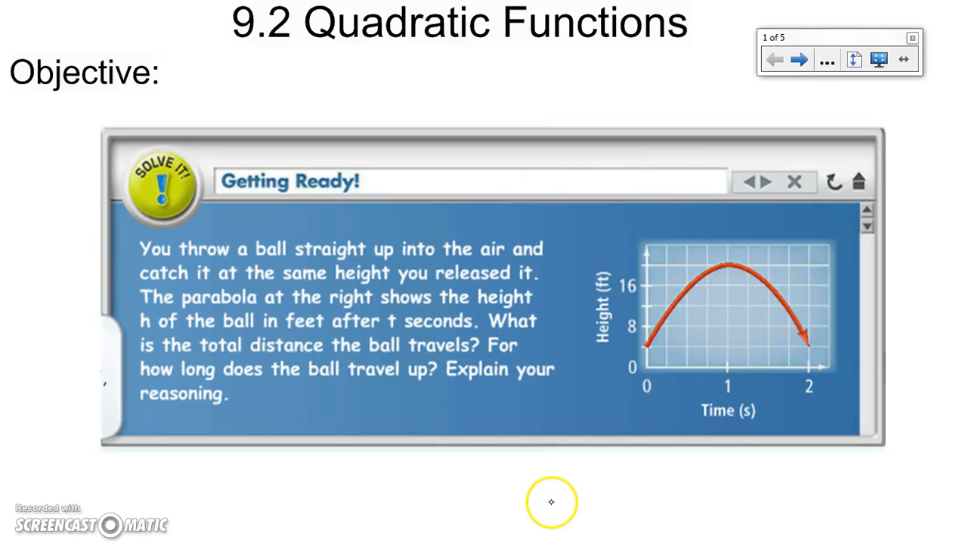All right, welcome to our 9.2 video. We are continuing to talk about quadratic functions. For the opening problem, we're just going to look at a real-world example of what a parabola can model.